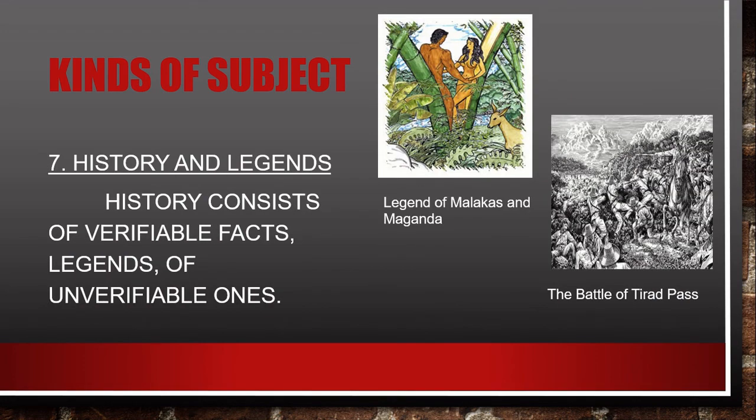Next, we have history and legends. History consists of verifiable facts, while legend consists of unverifiable ones. Although many of them are often accepted as true because tradition has held them so, insofar as the ancient past is concerned, it is difficult to tell how much of what we know now is history and how much is legend. History and legend are popular subjects of art.